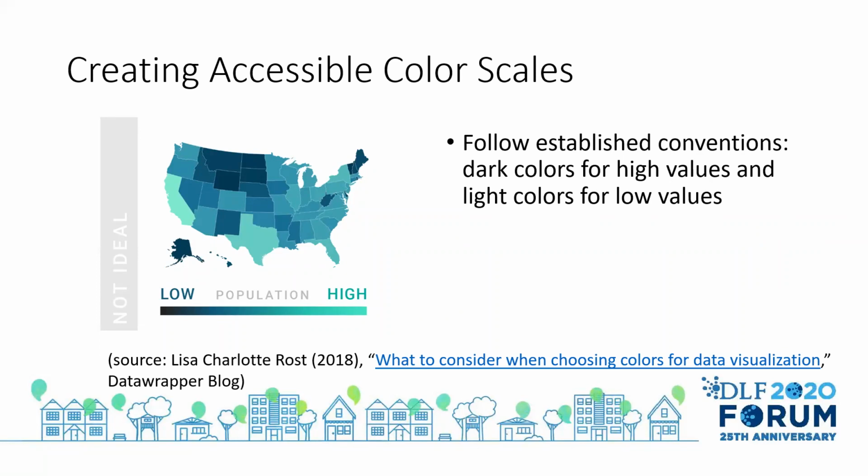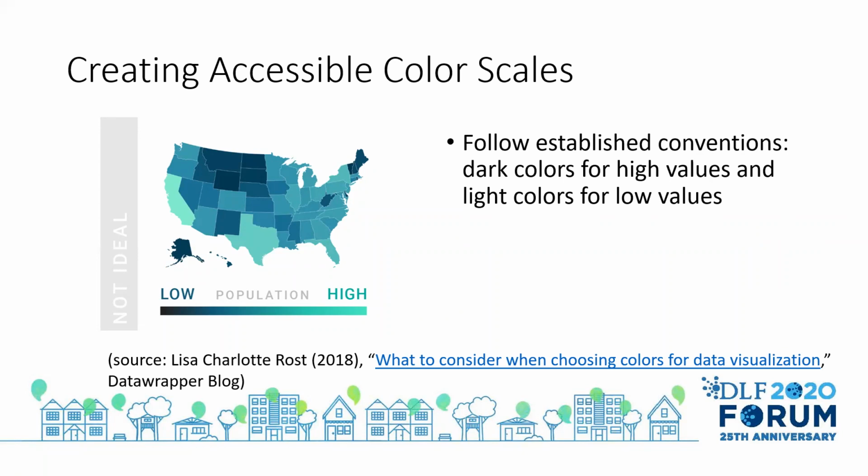So in this example, choropleth on the left, the creator has reversed the scale and mapped dark colors to low values, resulting in a map that looks like the population of the US is concentrated in the northern Midwest and in the West, which is obviously not true. California and Texas and New York have the highest population. So this is bad.